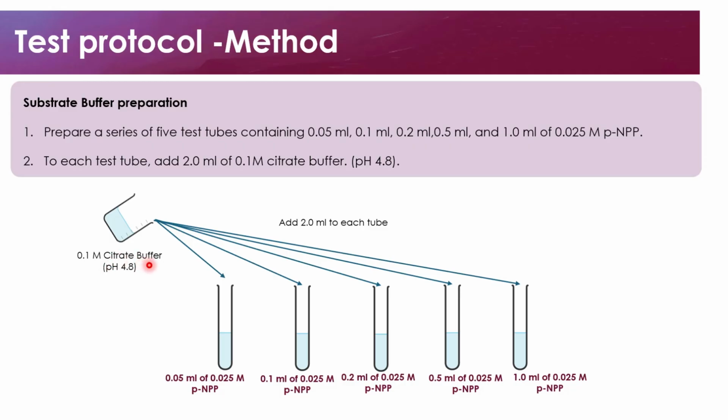So once we are done with this, to each test tube, we add 2 mL of our 0.1 molar citrate buffer of pH 4.8. So as you can see over here, to this test tube, we are adding 2 mL of our 0.1 molar citrate buffer, the same for this, the same for this, the same for this, and the same for this as well.